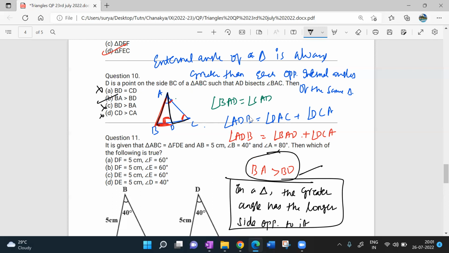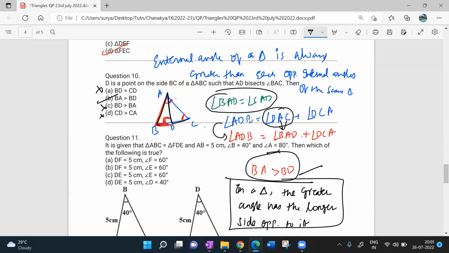Sir, can you explain from that red step? I didn't understand. In a triangle... No, sir, can you explain from that red step, ADB is equal to BAD plus DCA? I didn't understand. No, beta. What have I done here, beta? BAD is equal to CAD, right? Yes, sir. I just substituted this as this.